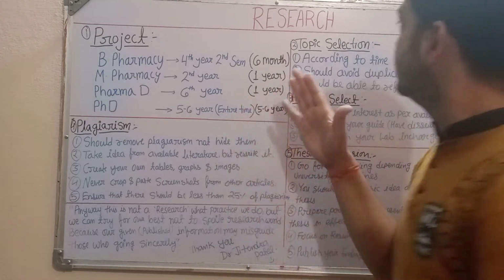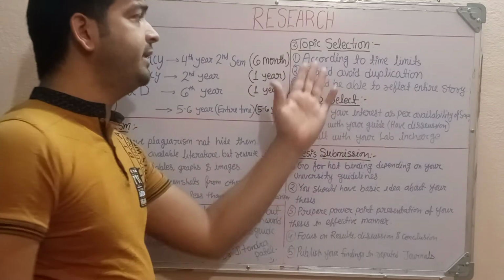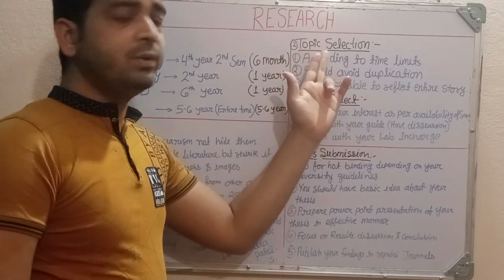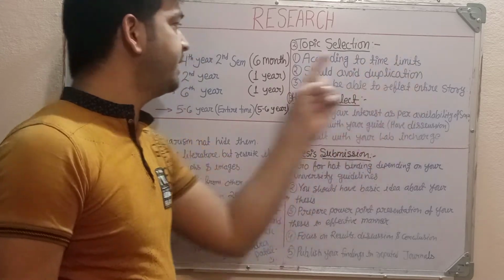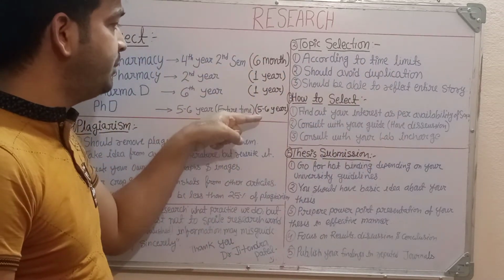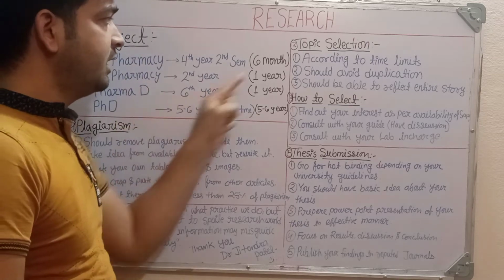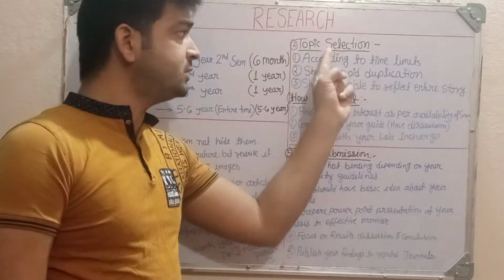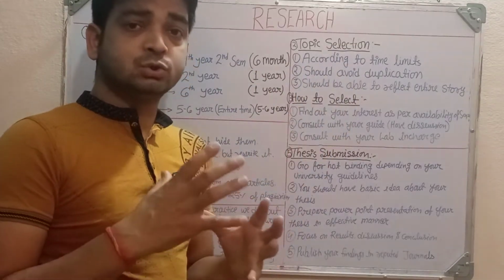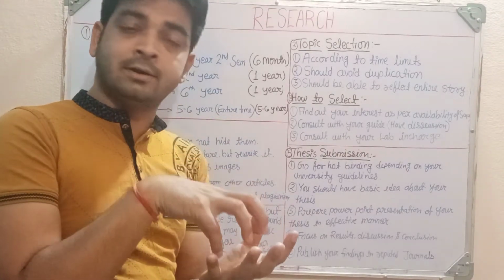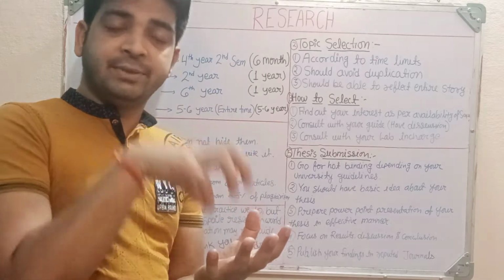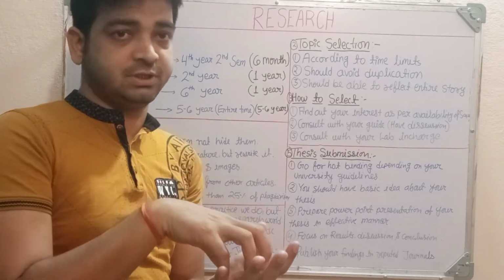So coming to topic selection, there are a lot of queries about how we are going to select the topic according to the time limit, right? Here we have discussed the different time limits for the different courses, so that the topic should be such that you can complete within the time, including your writing, printing, binding and submission, all those things, right?